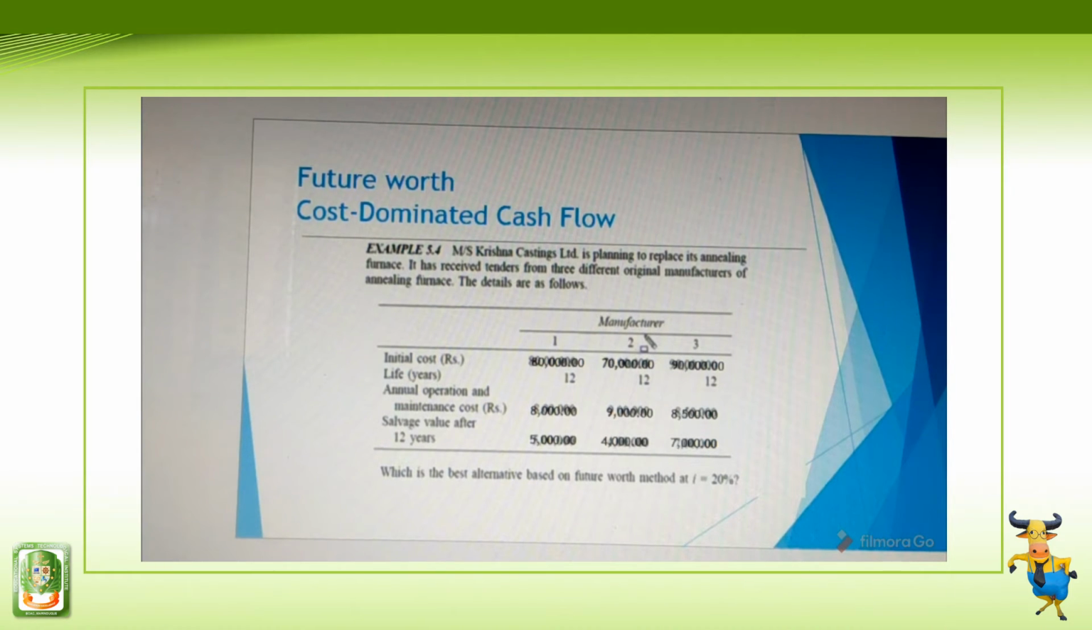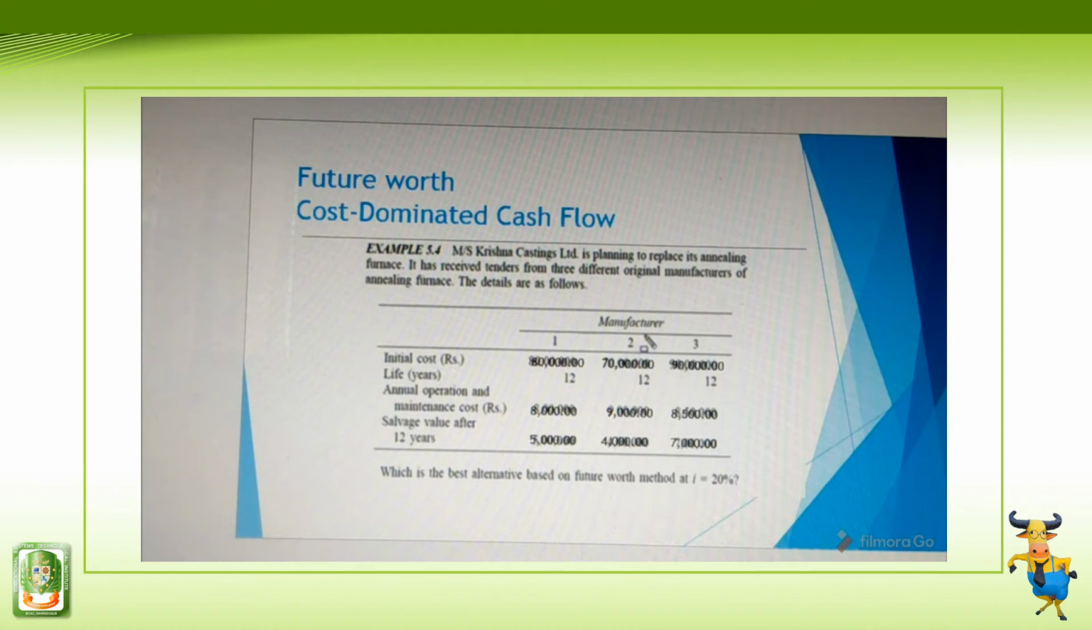While manufacturer 2 has an initial cost of 70,000, all of them have a 12 years lifespan. The annual operations and maintenance cost of manufacturer 2 is 9,000 and its salvage value after 12 years is 4,000. While manufacturer 3 has an initial cost of 90,000, an annual operations and maintenance cost of 8,500, and a salvage value after 12 years of 7,000.